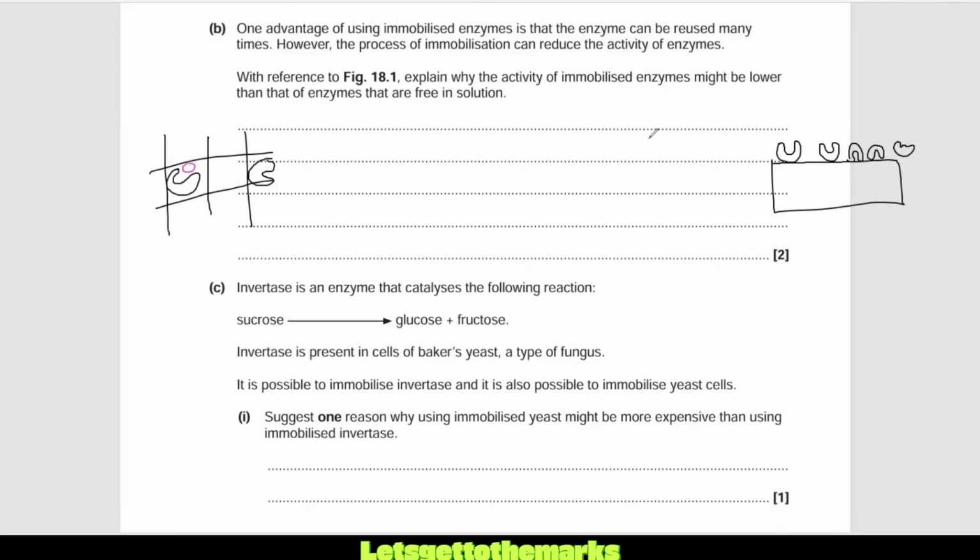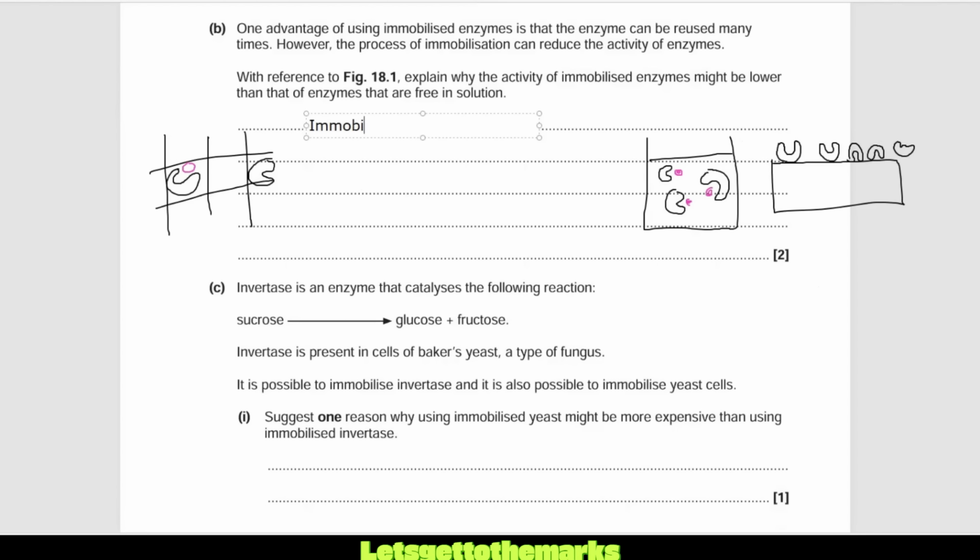When free in a solution, so imagine your enzymes are just floating around in a solution, they are going to be much more readily available to mix with the substrates. They're not locked into position, so they can't be locked into the wrong position because they can just rotate and get themselves into the correct position at some point. So that's why. Let's put that down into writing and pick up the 2 marks.